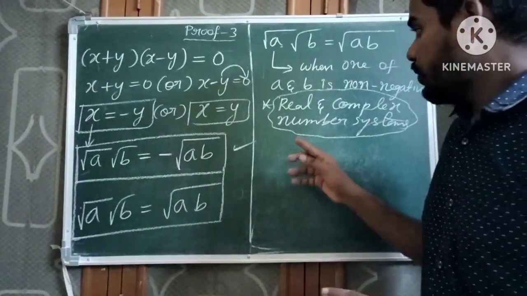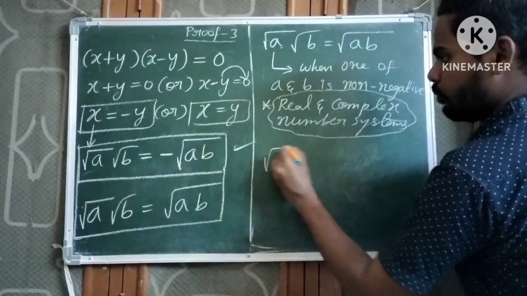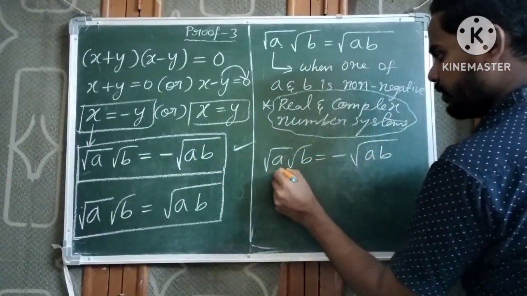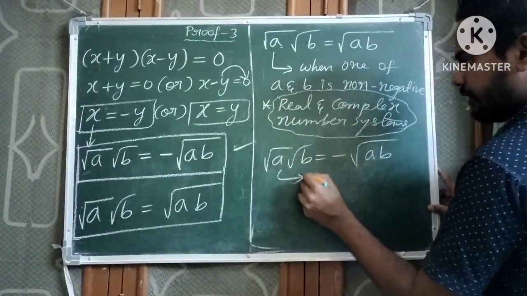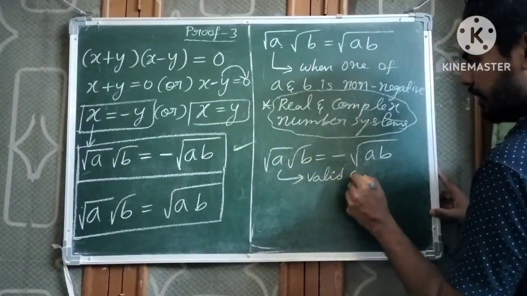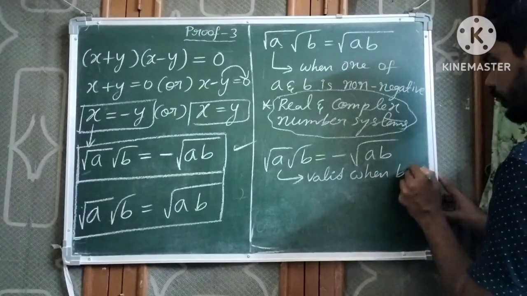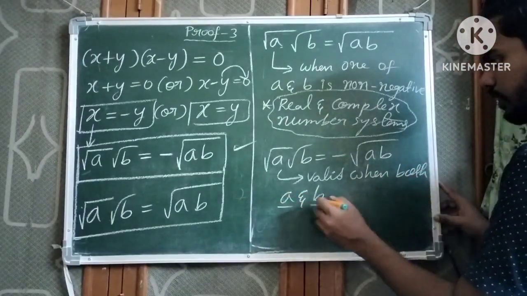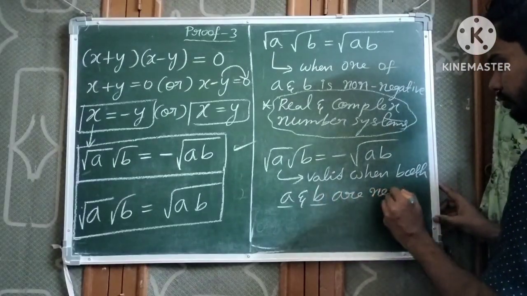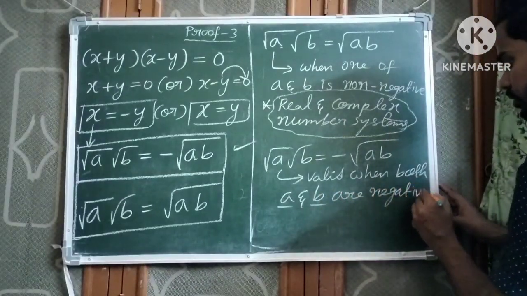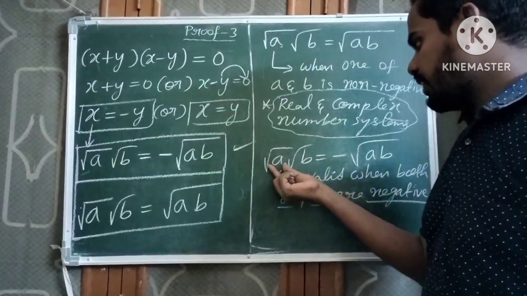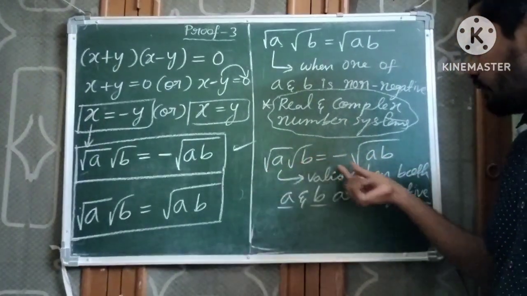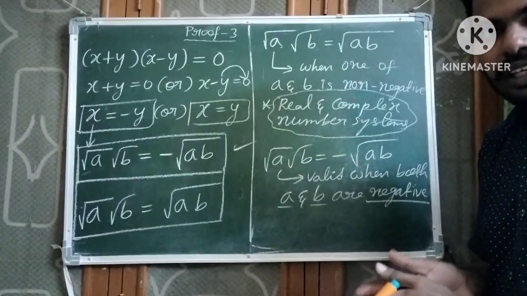Okay? So what about this formula? Root a into root b is equal to minus root over ab. This formula is valid when both a and b are negative. So a is negative, b is negative. Then we can apply this formula: root a into root b is equal to minus root over ab.